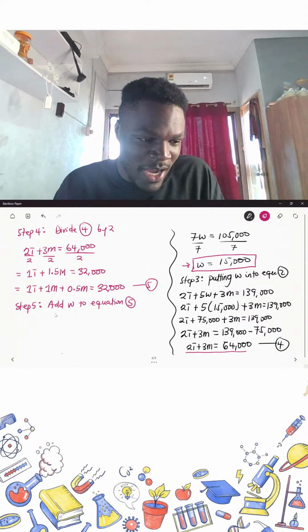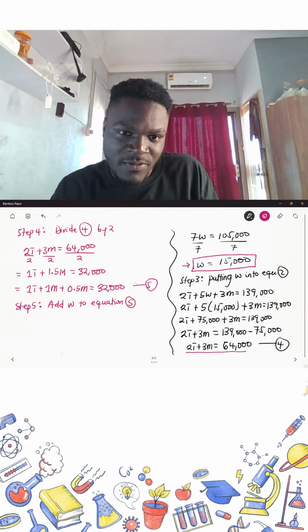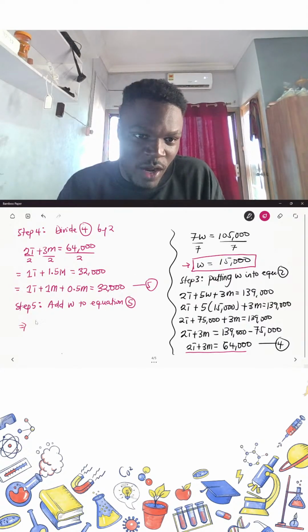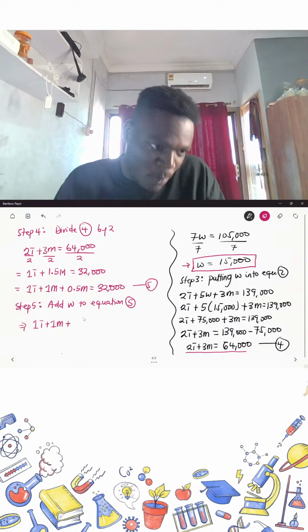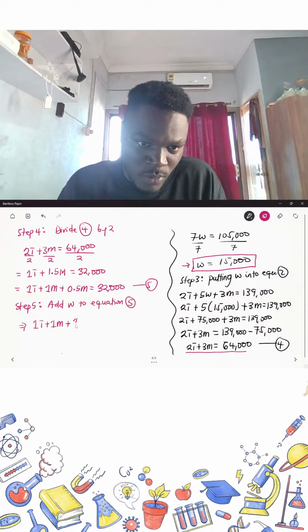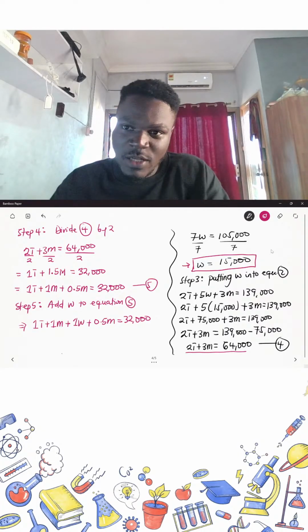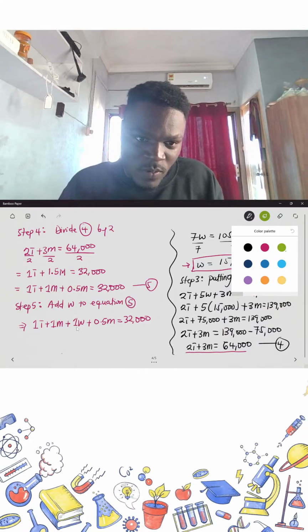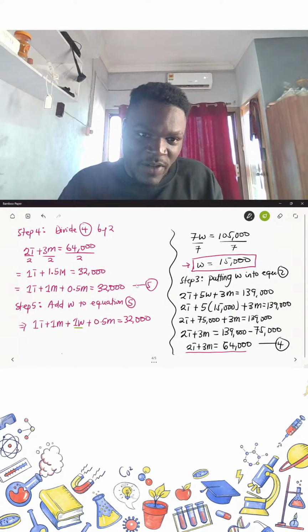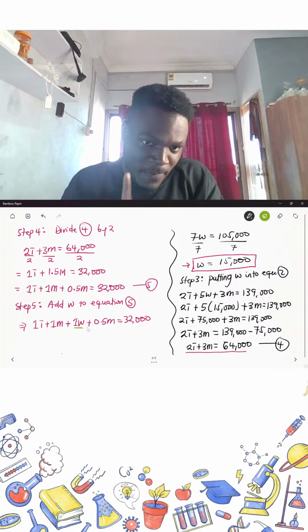So we are now adding W to equation 5, which means that our equation 5 will now be 1t plus 1m, plus the W that they say we should add, 1w, then plus, remember we still have the 0.5m over here. This will be equal to 32,000. Are you okay? So the W we've added is the one over here. All we did is to add 1w to equation 5.